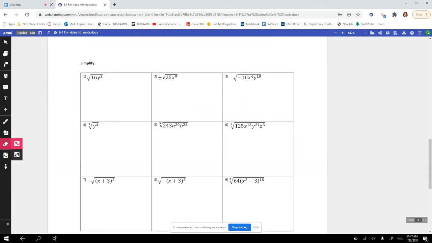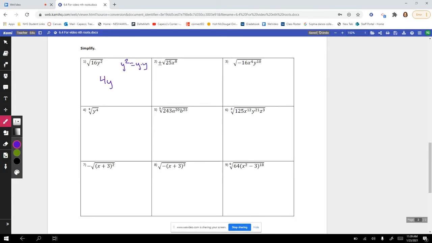So looking at number 1, we have the square root of 16y to the second. We know the square root of 16 is 4. And then the square root of y to the second, remember that's a 2 there. So we take 2 divided by 2, and I have y to the first, or y.